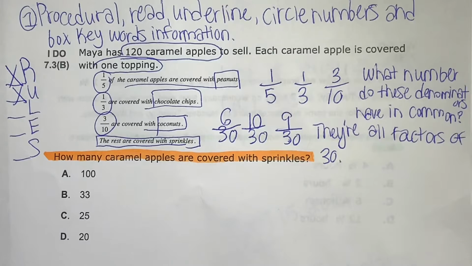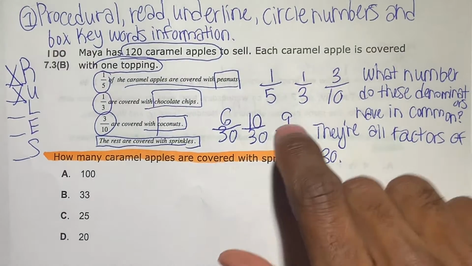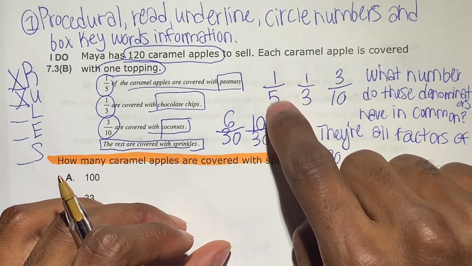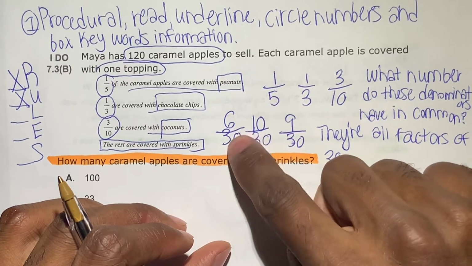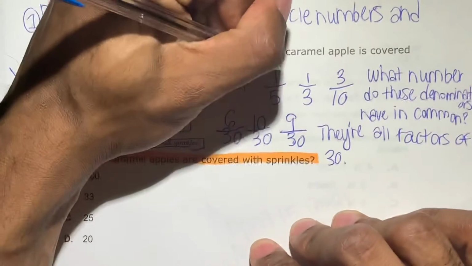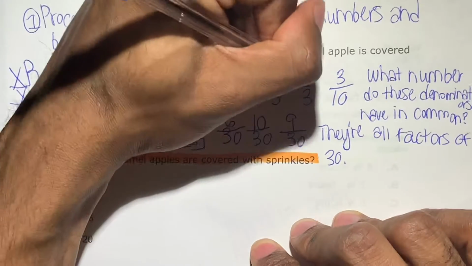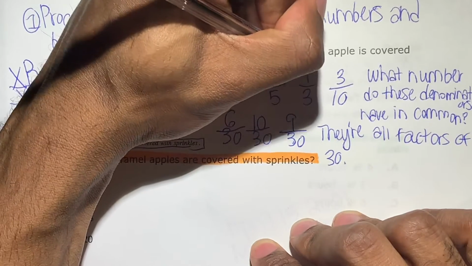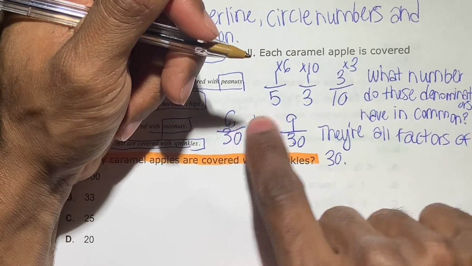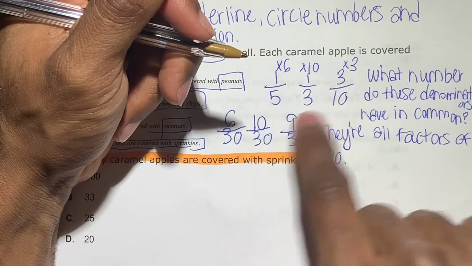All right? So how do we get 6, 10, and 9? We have to figure out what do we have to multiply the denominator by to get 30, because that's what all 3 of these numbers have in common. So it's going to be 1 times 6, 1 times 10, and this will be 3 times 3. That's how we get 9, 10, and 6 for our numerators when we find the common denominator.